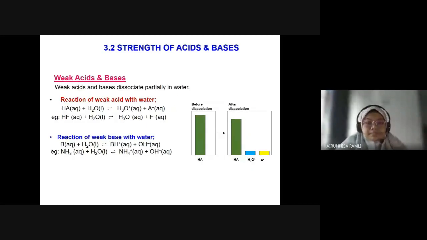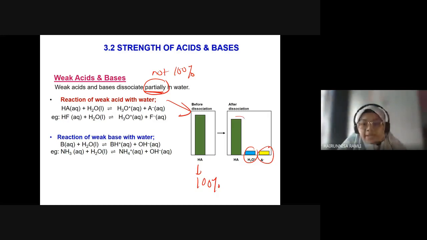Okay, how about weak acids and weak bases? So weak acids and weak bases dissociate partially. Kita tak cakap dia half, dia partially sebab it depends. Berapa persen. So means that bila partially tu dia not 100%. Okay, so bila not 100%, if you look at this figure, before dissociation is 100%, right? Okay, after dissociation, of course dia akan produce H3O plus and also A minus. But you still akan dapat HA tu dalam bilangan yang banyak juga. So maybe this one is 80%. So here is 10% and here is 10%. Maybe something like that lah.